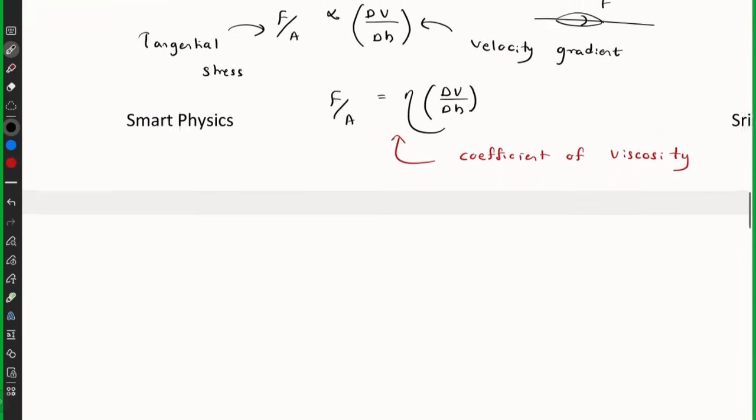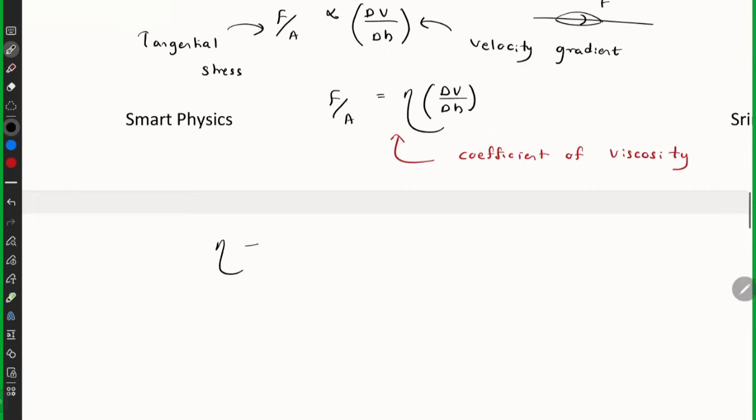Right, so then what's eta? Coefficient of viscosity. This depends on what? Temperature. And also the type of the fluid. So eta depends upon the temperature and also the type of the fluid. Okay.